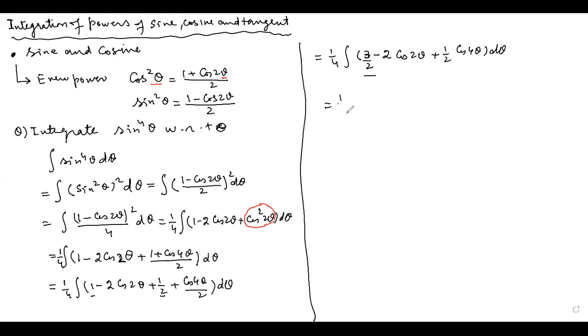Now we will integrate this. This one is 3 over 2 theta minus 2 sine 2 theta over 2, plus half sine 4 theta over 4. This one is the answer. Is there any question about this?